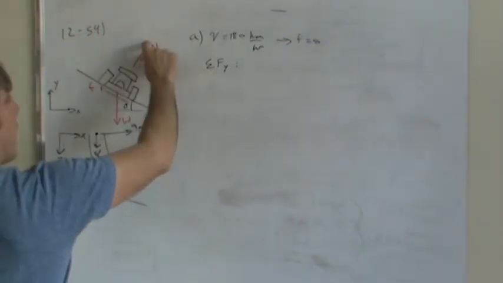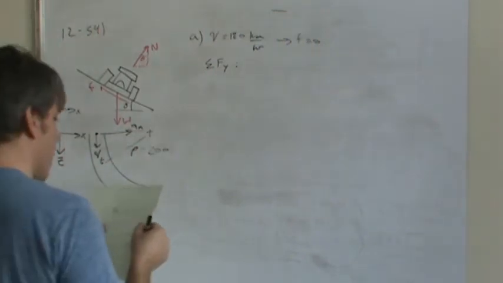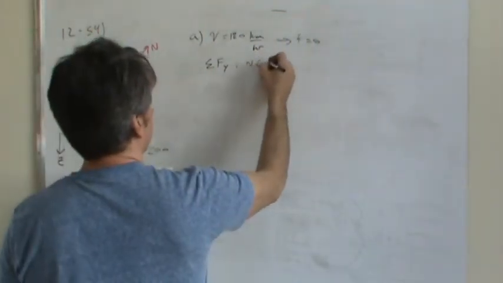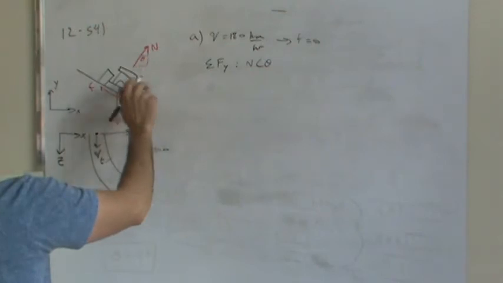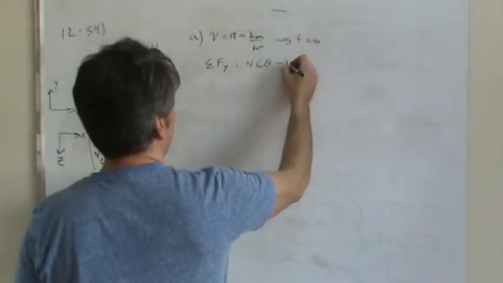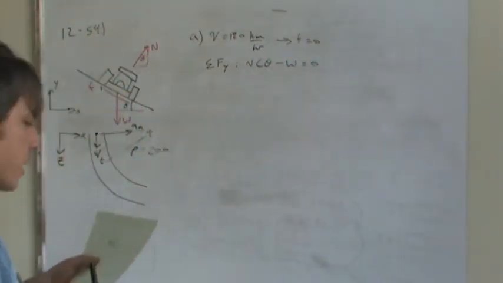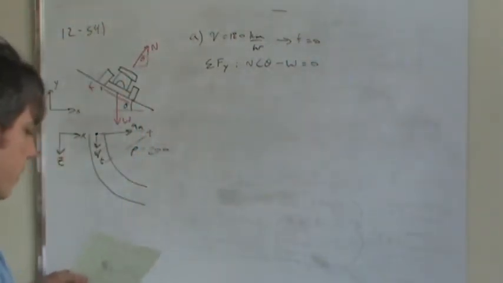And to get the y component, since that's touching, then I'll have to use cosine. So n cosine theta gives me the y component of the normal force, and that's just balanced by the weight. So this sum is 0 because we know that the car is not accelerating in the y direction.